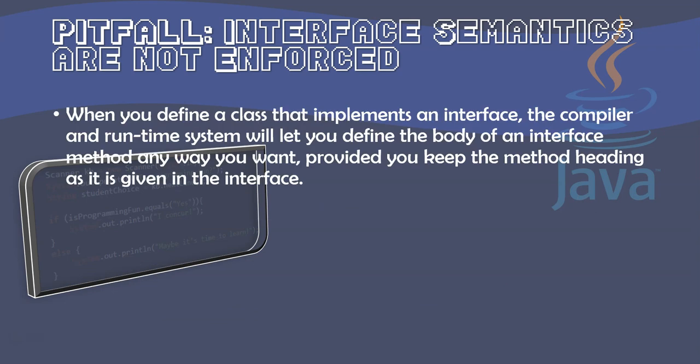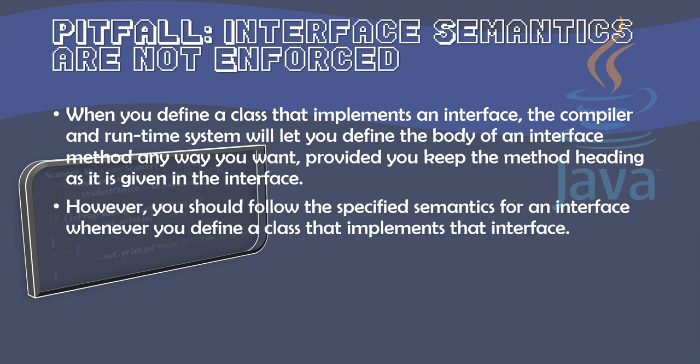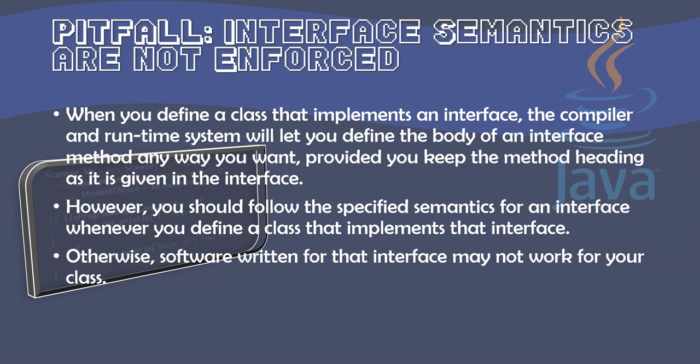Now, when you define a class that implements an interface, the compiler and runtime system will let you define the body of an interface method any way you want, provided that you keep the method heading as given in the interface. However, should you follow the specified semantics for an interface whenever you define a class that implements it, you're going to be in good shape. Otherwise, the software that you write may not work for your class.